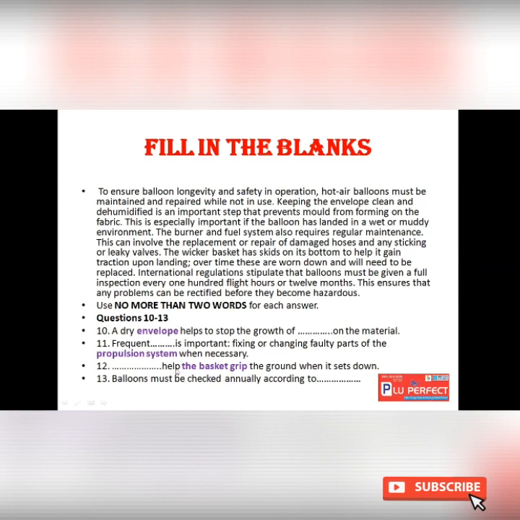Dash help the basket grip the ground when it sets down. So what is helping? Again, a noun is helping. Dash is helping the basket grip. Something is helping the basket grip the ground when it sets down. So what is helping the basket to have the grip of the ground when it comes down? When it lands on the ground.